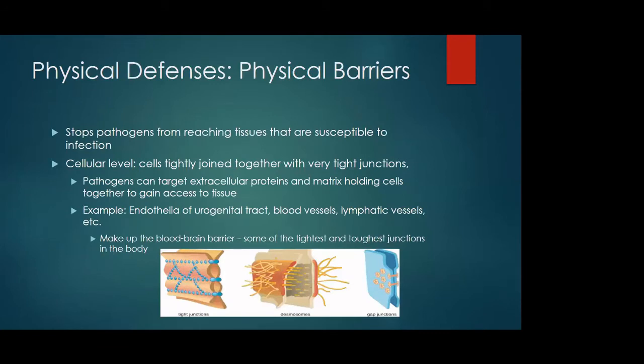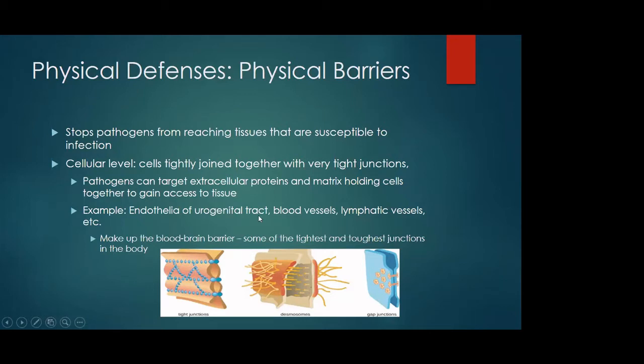Let's talk about the physical defense first. All right, so not always considered part of our immune system, but the human body has some really, really good, strong physical barriers in place to prevent infection. Okay, at the most simple level, our cells are joined tightly together with tight junctions, right? Pathogens can target the extracellular proteins and matrix that hold the cells together, but when it's intact, they have a really hard time gaining access to tissue.